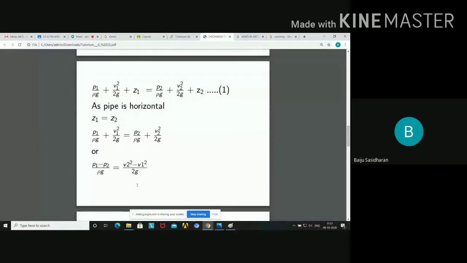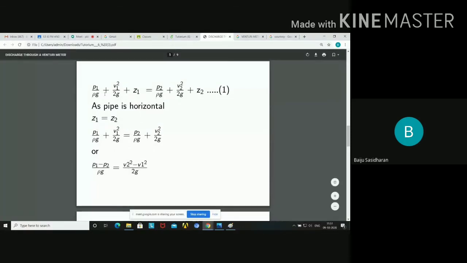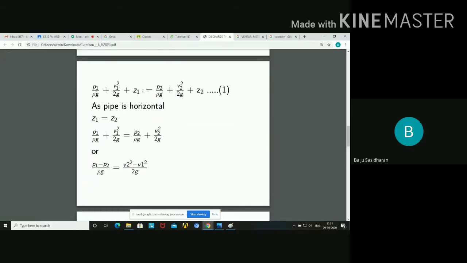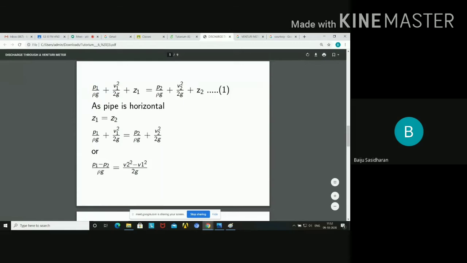Applying Bernoulli's equation at the two sections, as you know the terms in Bernoulli's equation, P1 by rho g plus V1 square by 2g plus Z is a constant. Therefore, P1 by rho g plus V1 square by 2g plus Z1 is equal to P2 by rho g plus V2 square by 2g plus Z2. The right side is at section 2, and the left side is at section 1.